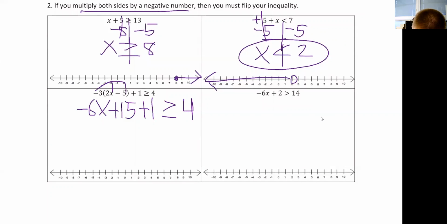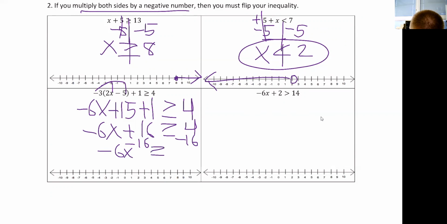I'm just going to clean this left-hand side up a little bit. The 15 plus 1, that would be +16 if you combine those like terms. Now we're just going to solve. So we could subtract the 16 over. We have -6x greater than or equal to -12. Okay, so I'm going to divide by -6. Sorry, I'm running out of space here, but once I do that, I'm going to have x.